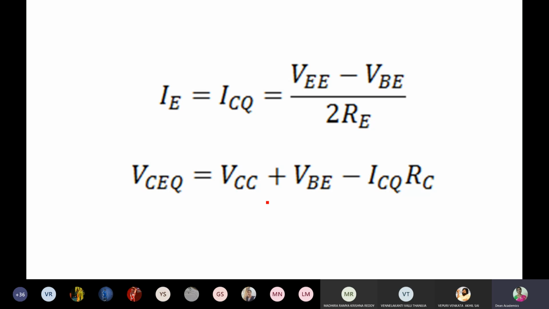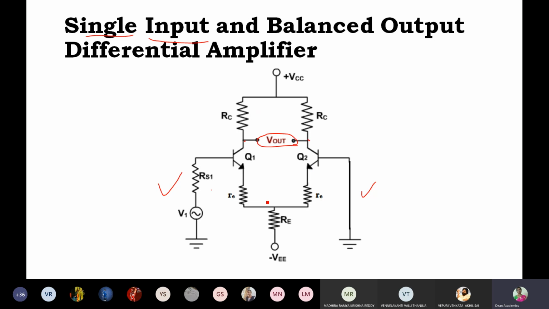You write down these equations which you have written already. You have noted down already, right? So IE is equal to ICQ, which is equal to (VEE minus VBE) by 2RE. And then VCEQ is equal to, once again, under this. Have you taken this circuit diagram first of all? Single input balanced output differential amplifier circuit diagram, please take it. I am not going to wait for you. Please draw it fast while I am explaining. Pay attention to my explanation on one side, and on the other side draw the circuit diagram.